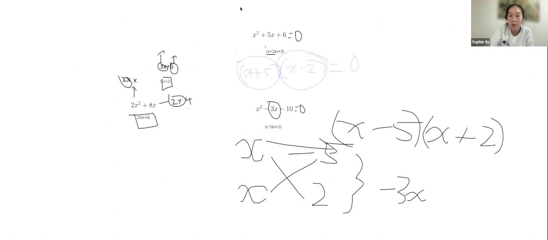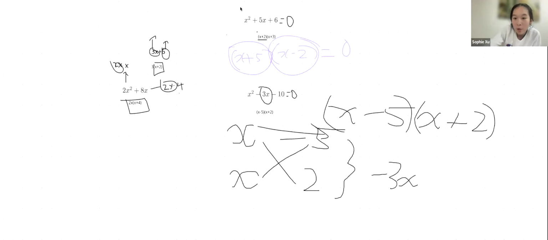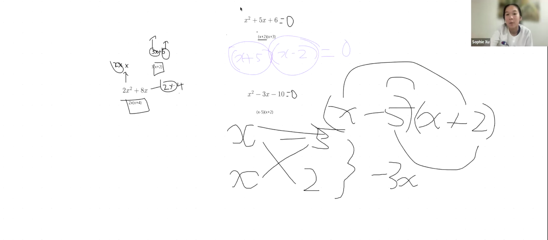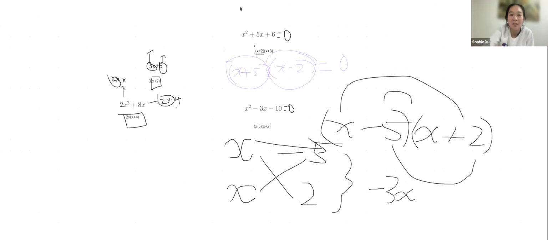Yeah, because we know that the middle term is made out of these two and these two added together, right? And then the constant term, which is the 10 in this case, is made out of this times this, right? So, yeah. I guess.